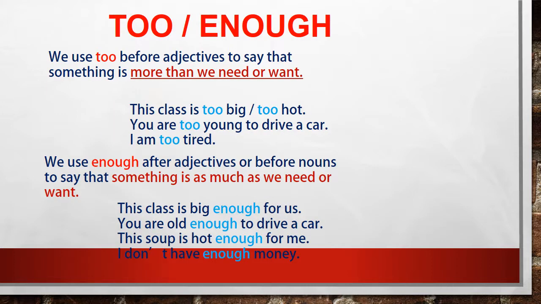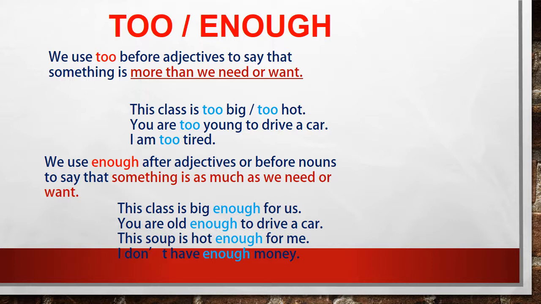Too and enough. We use too before adjectives to say that something is more than we need or more than we want. This class is too big and too hot. You are too young to drive a car. I'm too tired. I need to sleep.